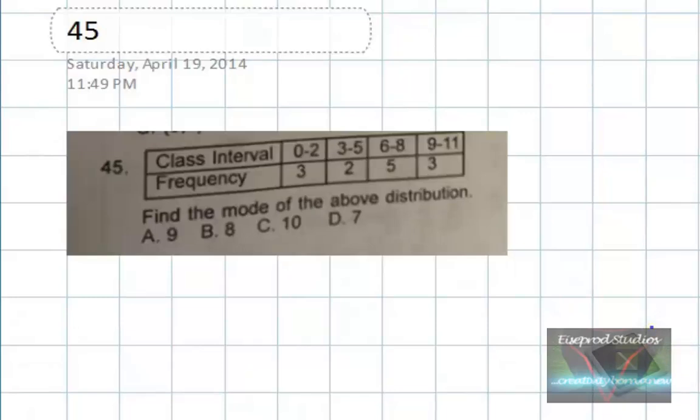Question 45 wants us to find the mode of the above distribution. And so what the mode means is the number that appears the most often. So looking at the frequencies, we have 3, 2, 5, and 3. The frequency will decide what the mode will be. So since this is the highest frequency, between 6 and 8 will be the mode. So that means that D is the answer.